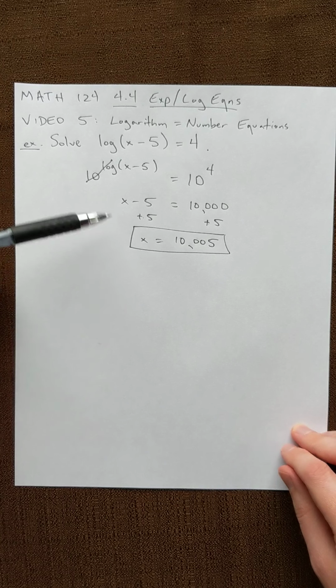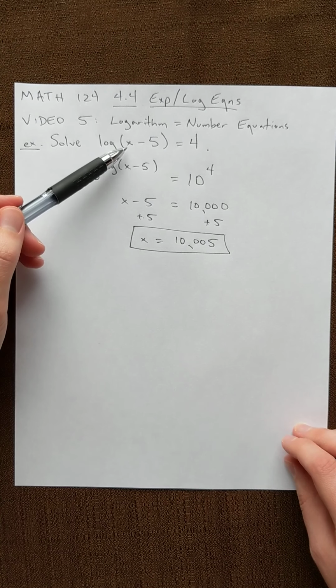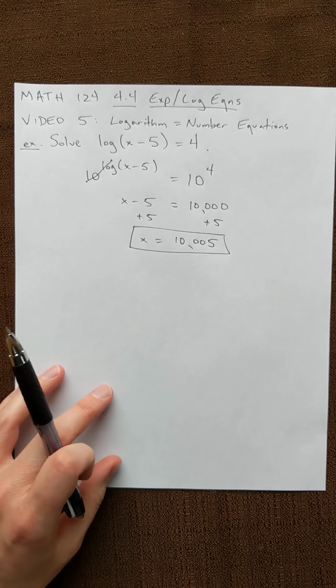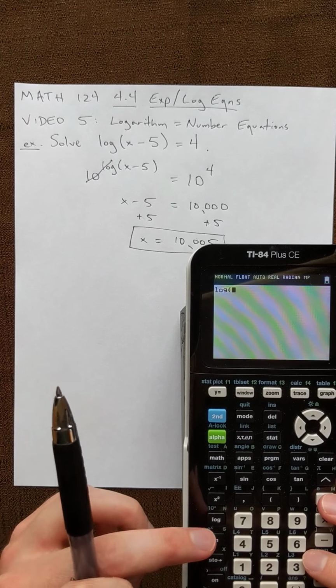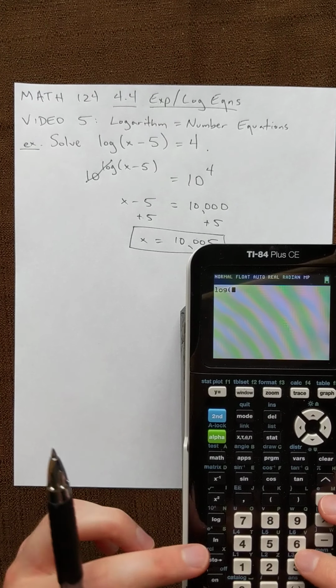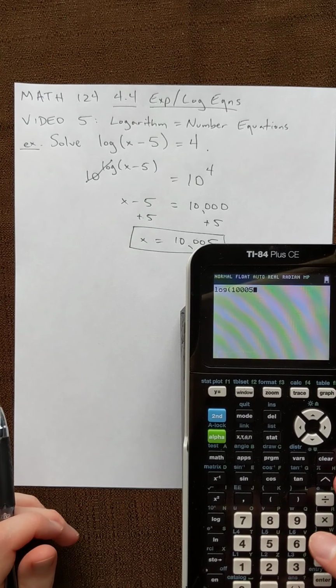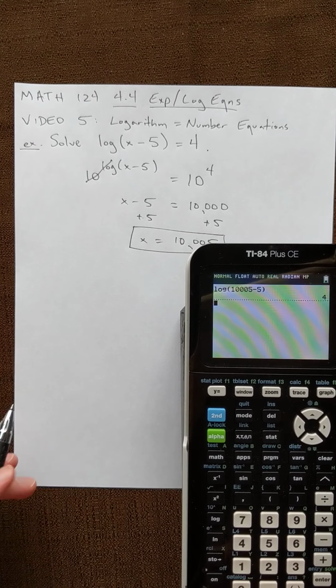And as I mentioned in the previous video, you should probably double check your answer. If we take log of 10,005 minus 5, we should end up with 4. So let me just pull the calculator out real quick. Log, and then 10,005 minus 5, close parentheses, should be 4. Yep, looks good.